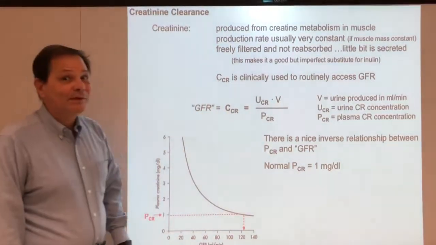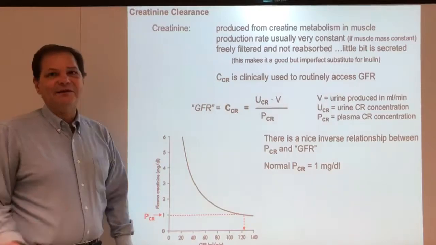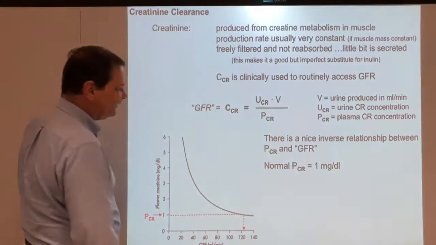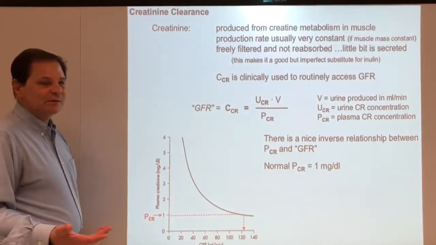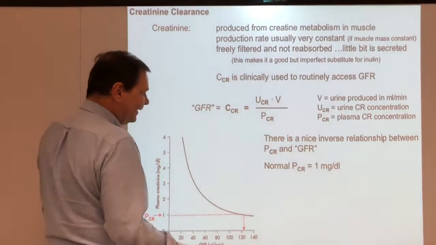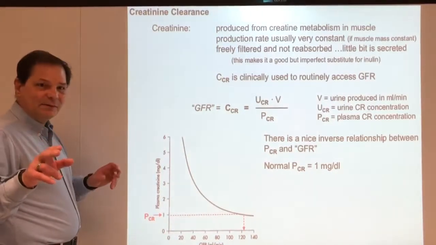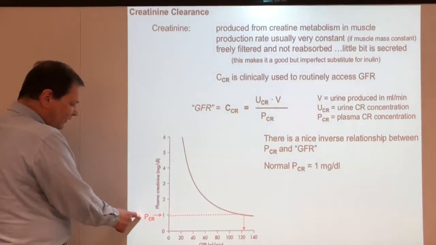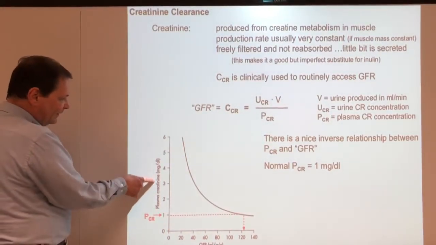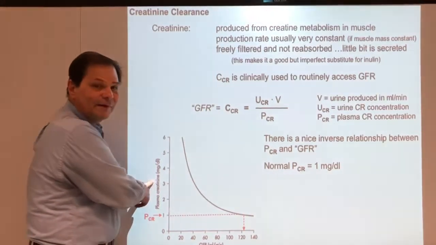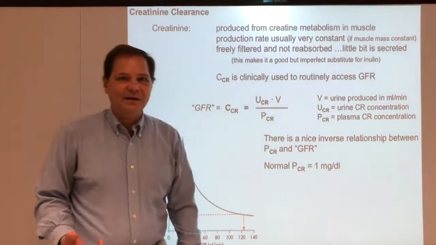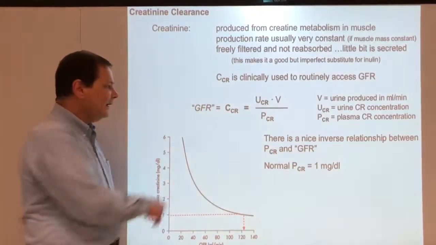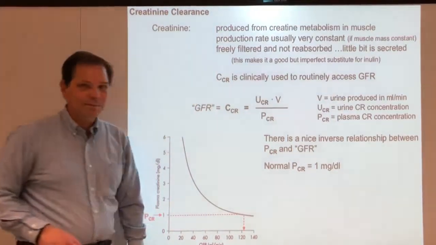Now, what you'll probably do more commonly is just look at the plasma concentration of creatinine. And because of its special characteristics, there's actually a well-established relationship between plasma creatinine and glomerular filtration rate. So at a normal GFR of about 125, you'll end up with a plasma concentration of creatinine of about 1 milligram per deciliter. And this is a value that you'll look at a lot. If that value goes up, it probably means the GFR went down, okay? And this is the relationship between the two.